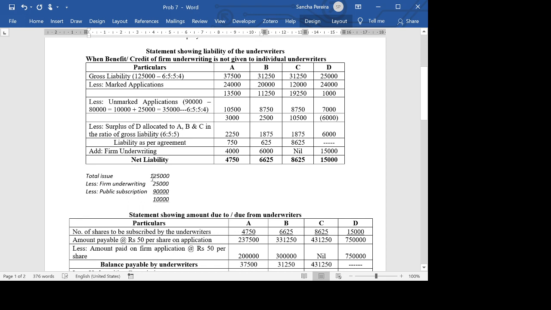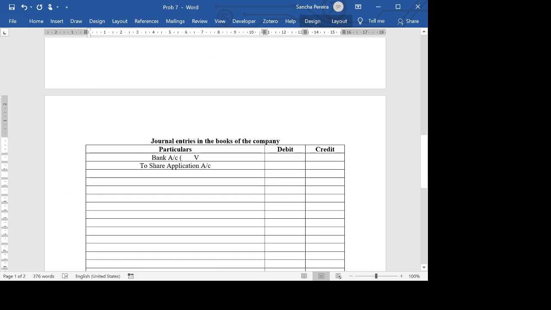The total issue that was floated was 1,25,000. Out of 1,25,000, underwriters agreed to take up 25,000 well in advance, and the public finally subscribed to 90,000. So basically, the application money has been received on 90,000 and 25,000 shares. So when we are taking firm underwriting, it's going to be 90,000 plus 25,000, which is equal to 1,15,000, into the application money, that is into rupees 50.